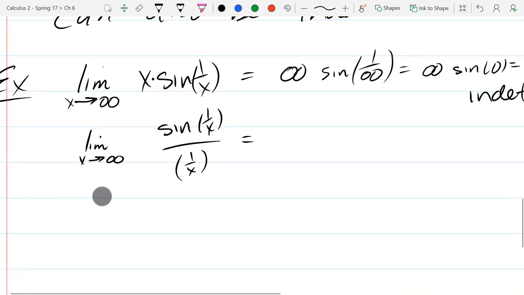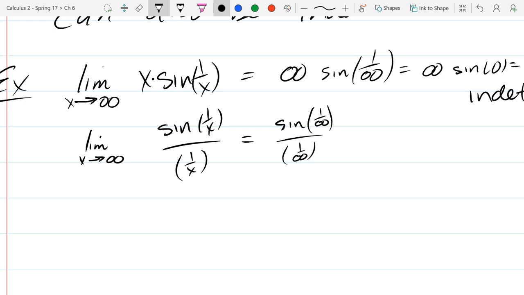So now we're going to plug in infinity. So 1 over infinity is 0. So we get sine 0 over 0, which is 0 over 0. And now we can say we're going to use L'Hopital's rule.